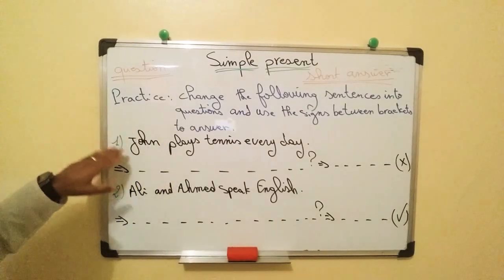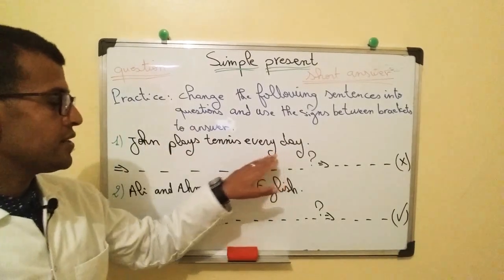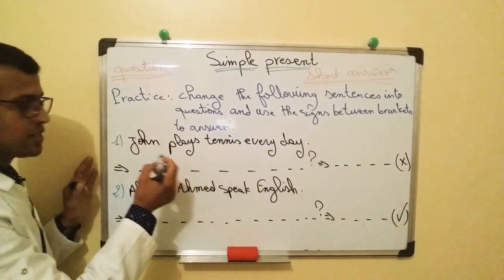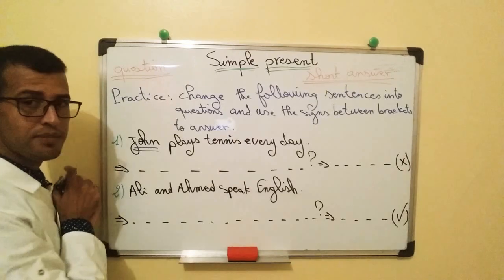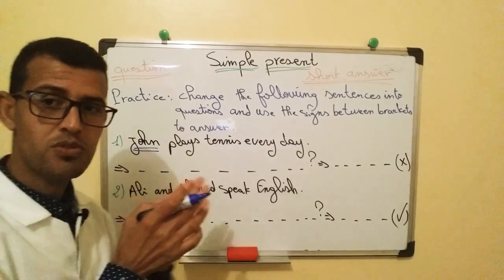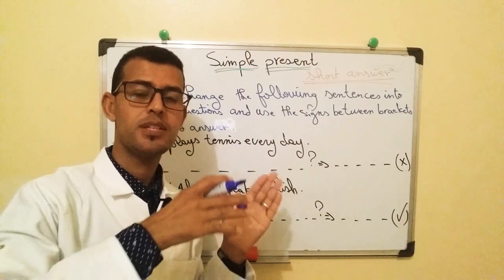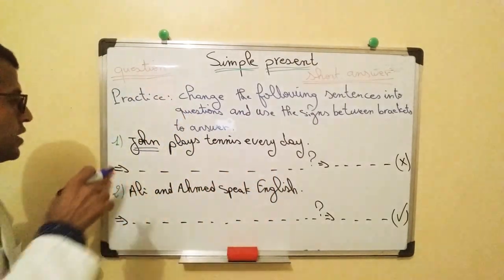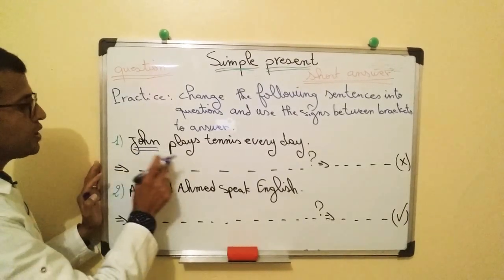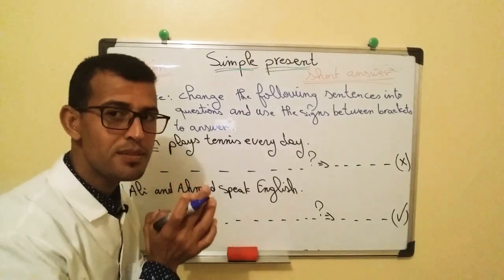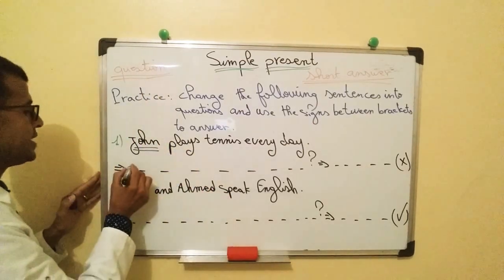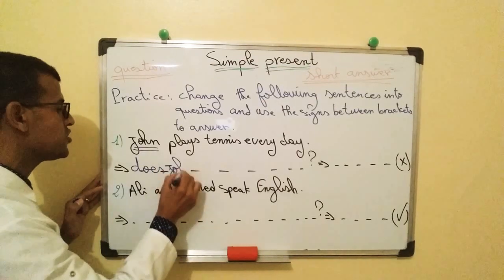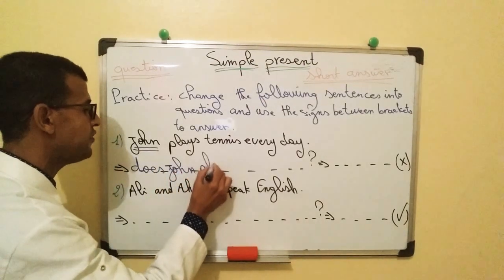Great. So John plays tennis every day. If I want to ask the question, we have John. If we want to change John with a subject, John is he. The appropriate subject for John is he, because John is a boy. When we have he, she, or it, we use what before the subject? Very good. We use does. So does John? Does John? Very good.